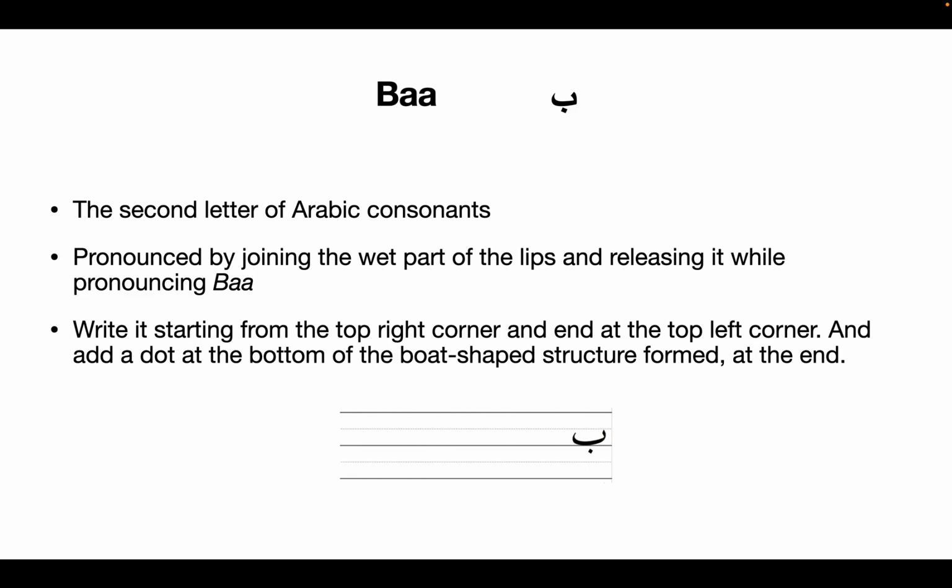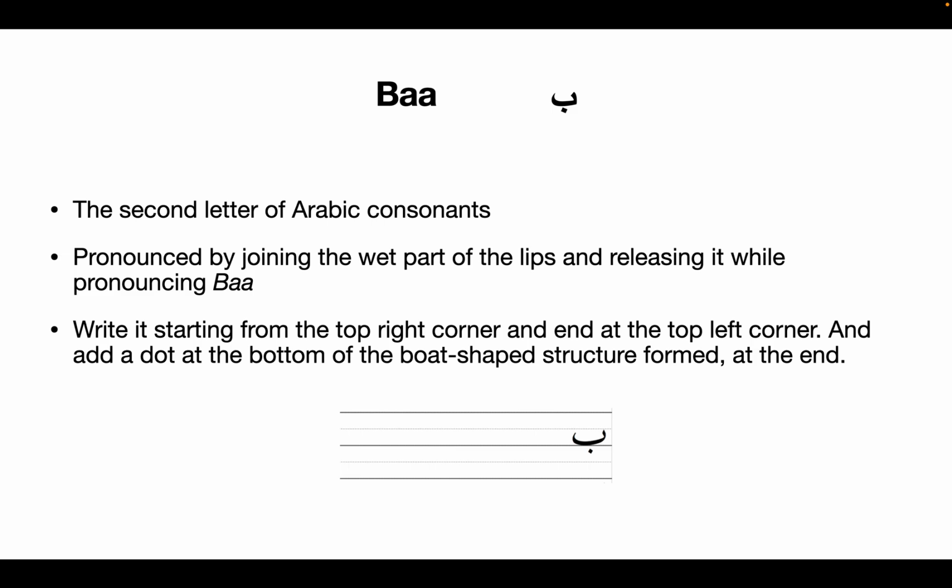So this is the second letter of the Arabic consonants, which is pronounced as ba, without elongating the a sound. Though I am trying to give you the sound of the letter ba by elongating the a, whenever I say ba, don't get confused. It's a quick ba. I'm just elongating right now so that it is clear for you to listen and grasp the sound. So the second letter of the Arabic consonants is ba.